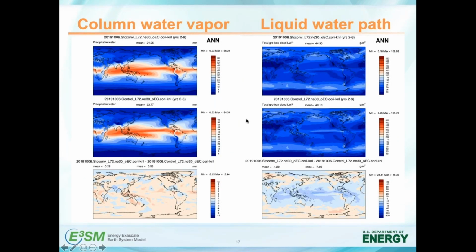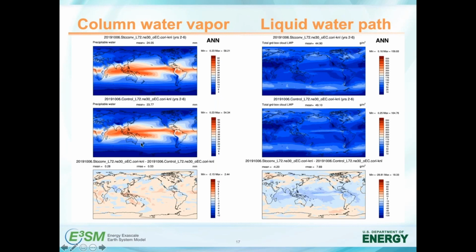So so far I've shown the variance and the intensity PDF, and now we look at the mean distribution. The left is column water vapor, the right is liquid water path. The top is the stochastic parameterization, the middle is the control run, and the bottom is the difference.